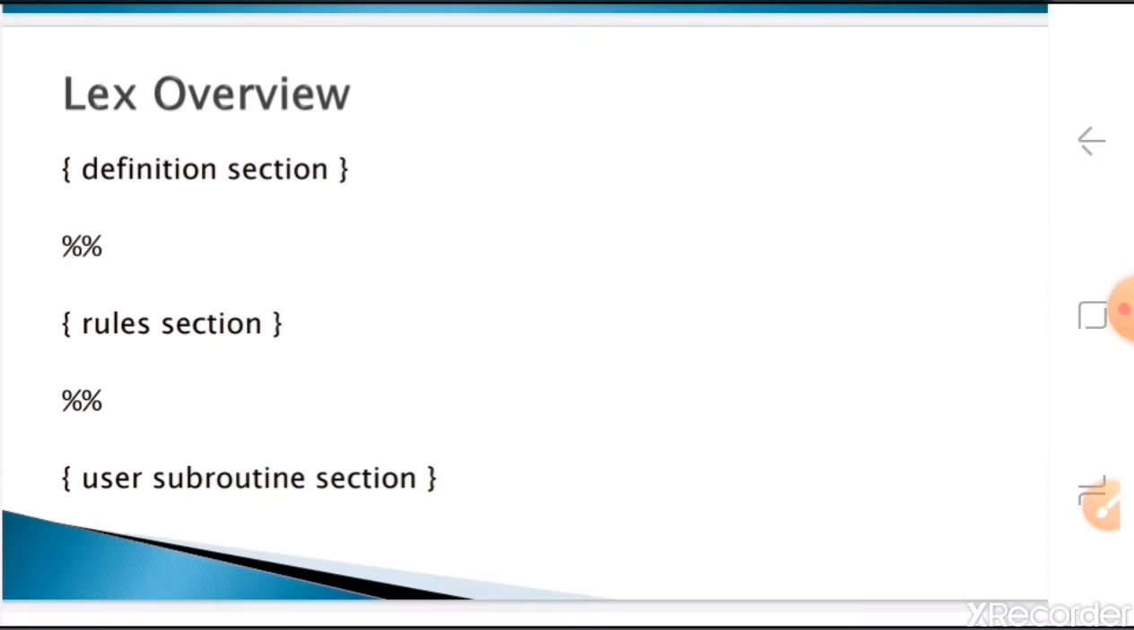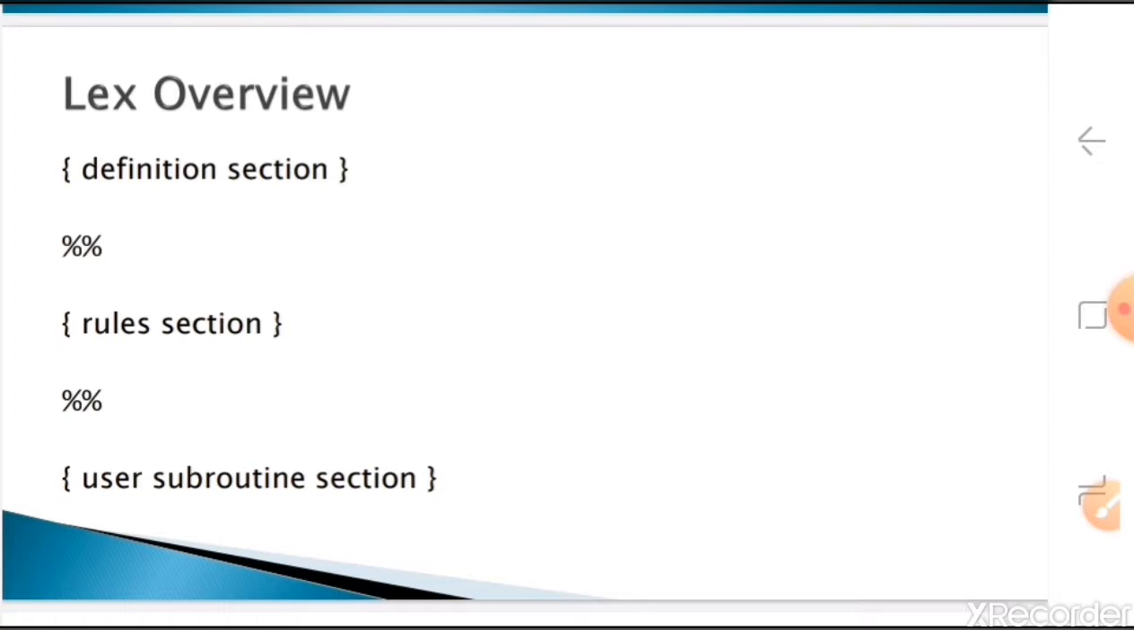We already studied Lex, so we'll glance at it once again. Lex had three sections: the first is the definition section, the second is the rule section, and the third is the user subroutine section. We used to compile the Lex program, which gave the lex.yy.c file. Then we compiled the C file to get the a.out output, and we ran a.out. That was what we did.